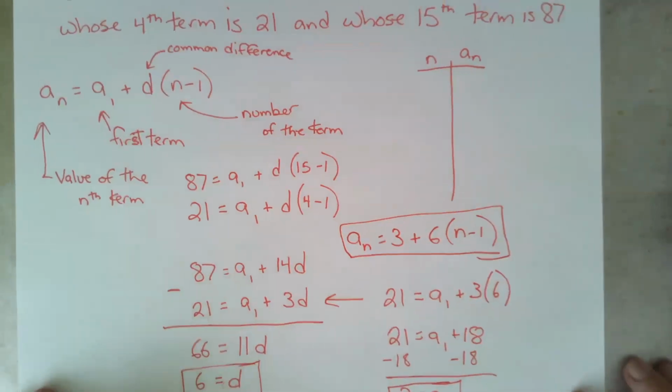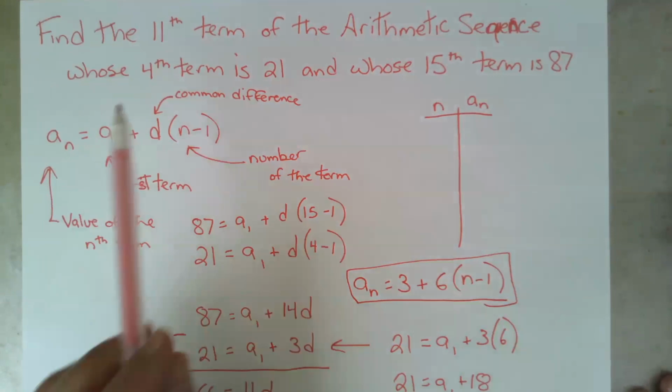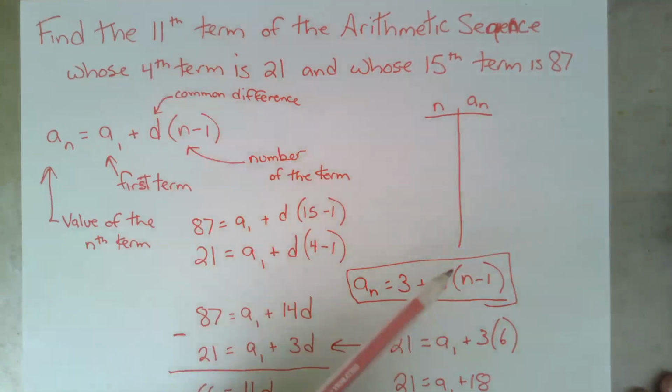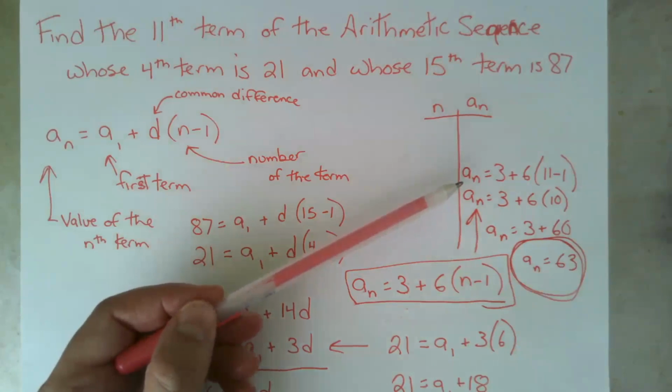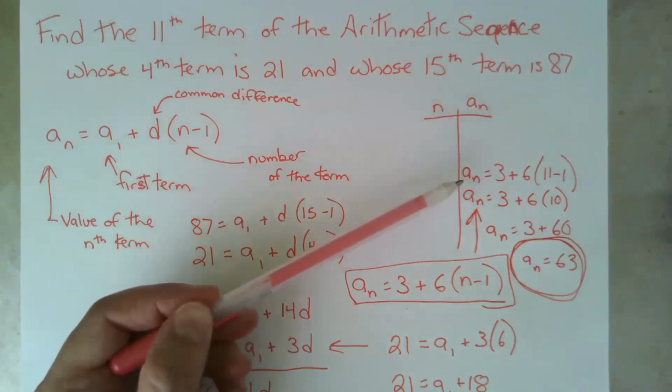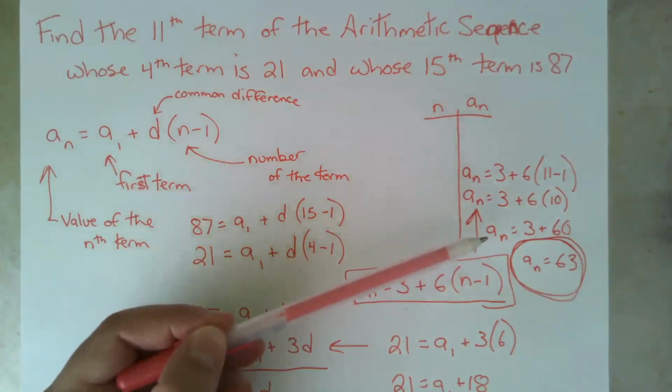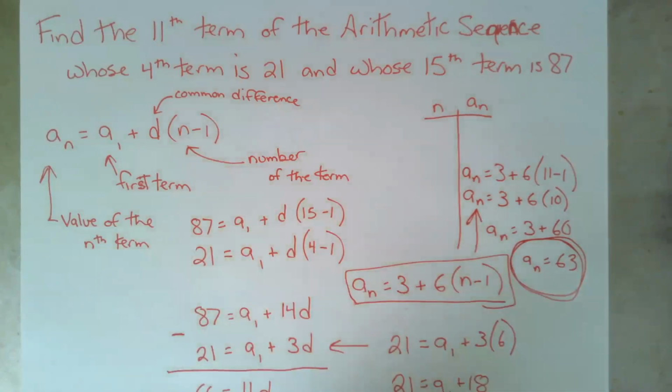And now I refer back to my question, which says find the 11th term. So 11 is my number of the term. So I plug that in there, and I follow my steps, plugging in 11, doing the subtraction, combining like terms to find out that the 11th term has a value of 63.